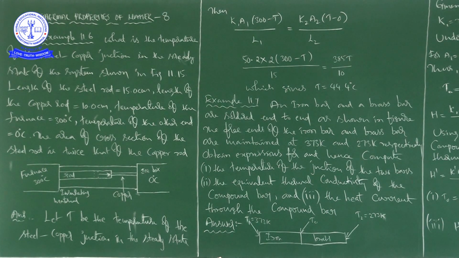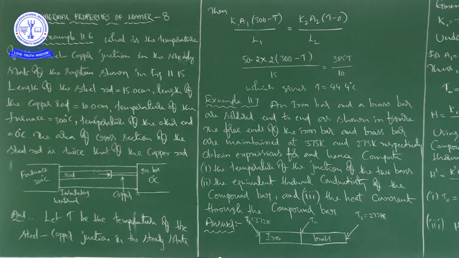Now, the length of the steel rod is equal to 15 centimeters. The length of the copper rod is 10 centimeters. The temperature of the furnace is equal to 300 degrees centigrade, right?